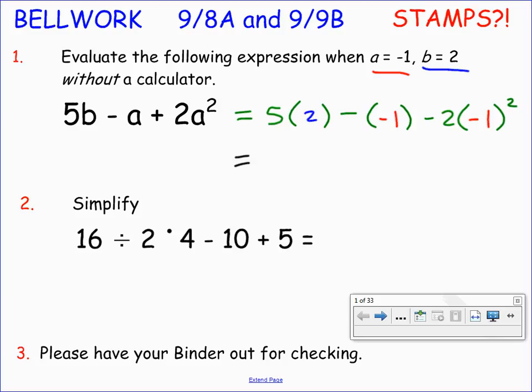5 times 2, 10. Minus a -1 is the same as plus a +1. Remember, subtraction is just adding the opposite. Logan? It's +2 on the last one. Oh, right here. Thank you very much. That was my mistake. I appreciate that. Thank you, Logan and company.